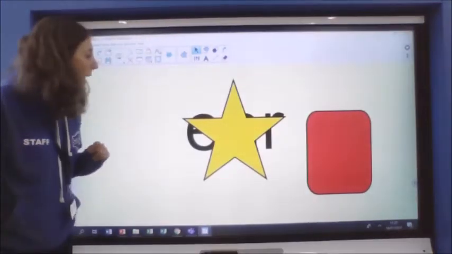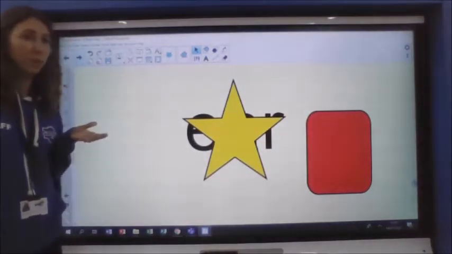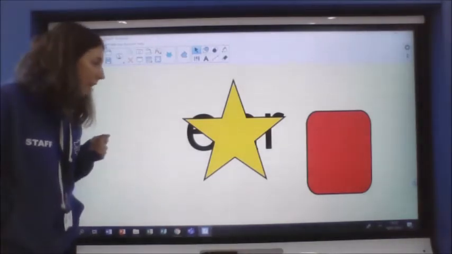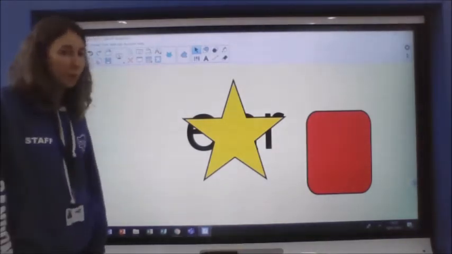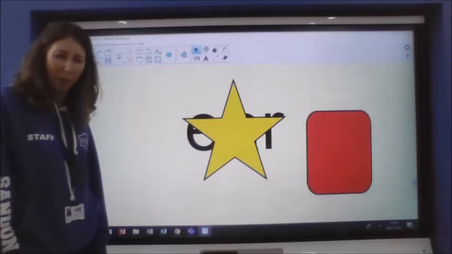Okay, so that was our recap from yesterday. So now we're on to our new sound. And I've got a new sound hiding behind my star. You can see a bit of it peeping out. Can you have a guess what it might be?